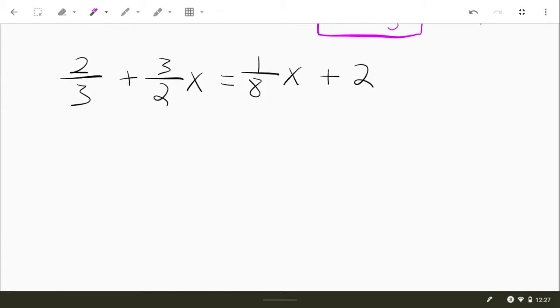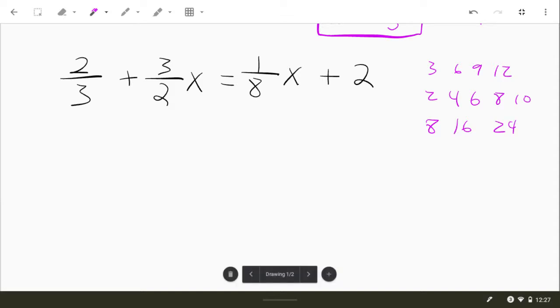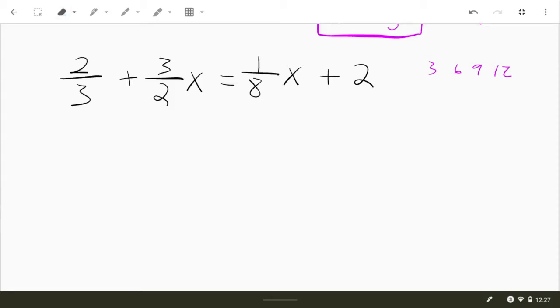All right, next up. This one we have 3 denominators that we're going to have to clear out. We're going to have to get rid of. So if you were doing that little LCM trick, you would have 3, 6, 9, 12, and so on, 2, 4, 6, 8, 10, and so on, 8, 16, 24, and so on. Well, you're looking for the smallest common multiple. That would take you a while. So let's not do that.